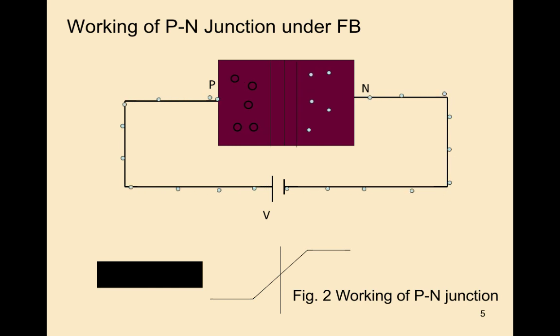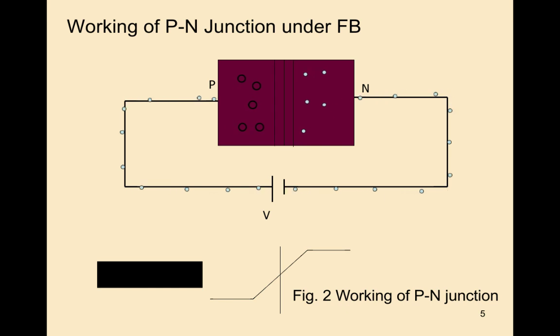Suppose the battery voltage is greater than 0.3 volts, that is, greater than the barrier potential of germanium. For a silicon diode, the barrier potential value is 0.7 volts. So when the battery voltage is greater than 0.7 volts, a large current flows in the PN diode. The current value in the PN diode suddenly increases. This is how the PN diode works in forward bias condition.